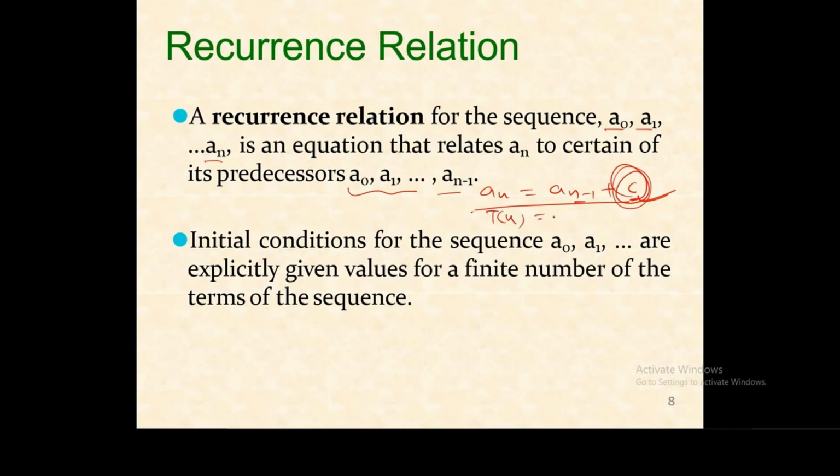Suppose we have a function t of n, then I can write it like t of n by 2 plus some constant value or some value that depends on the input n. Okay, so this is a recursive equation. There will be some initial conditions for the sequence. Initial condition means, let's suppose we have a recursive equation for the Fibonacci series.